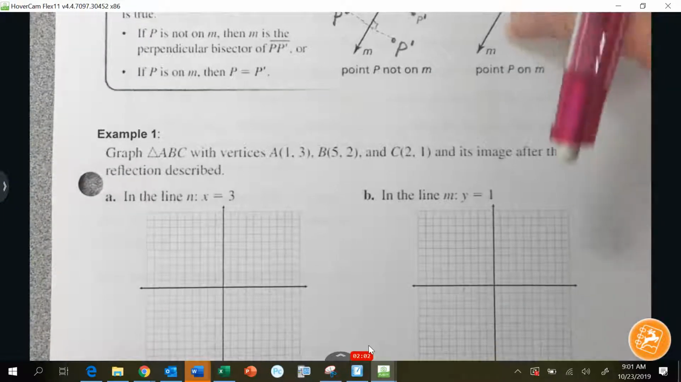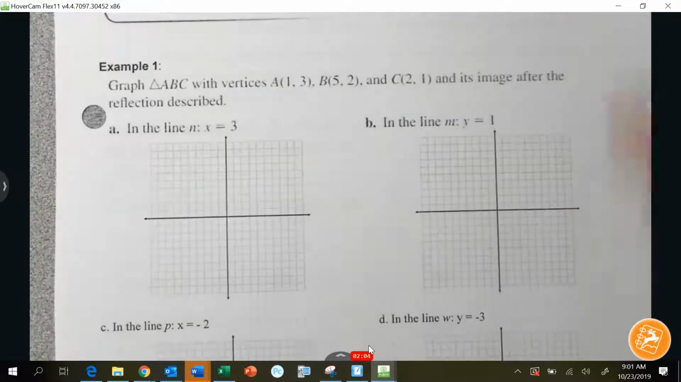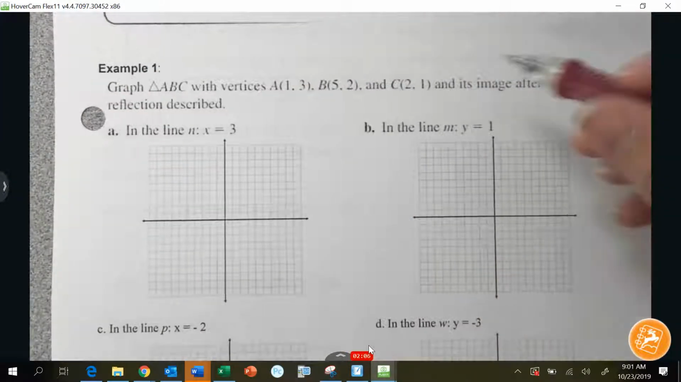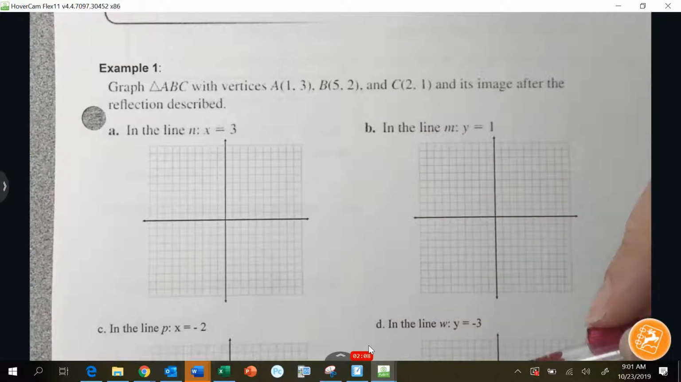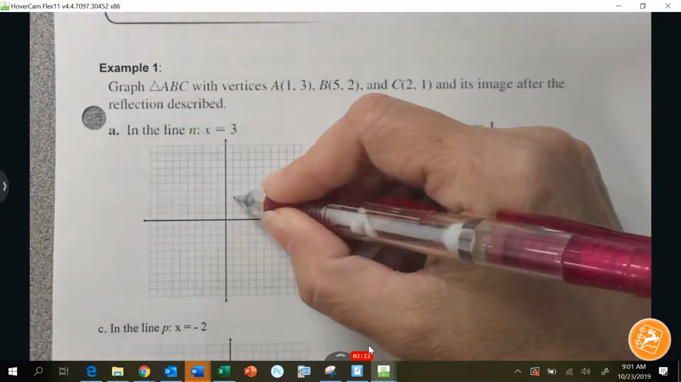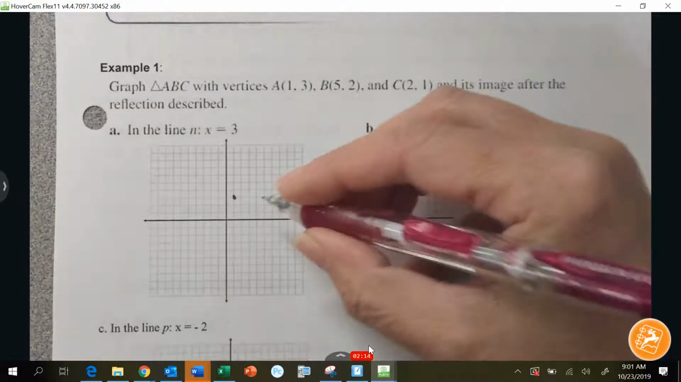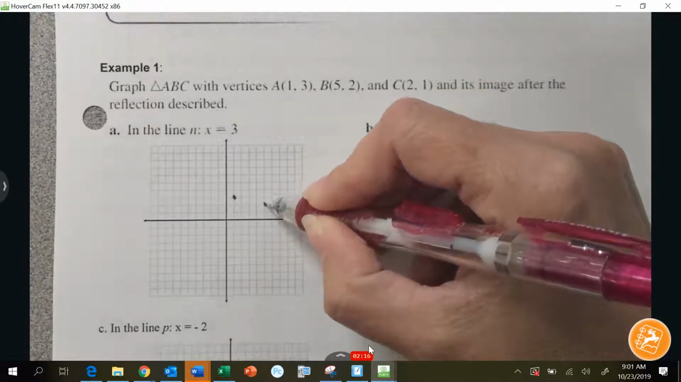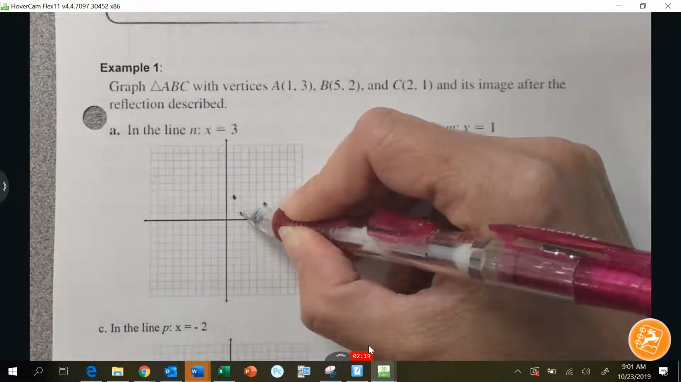So let's graph triangle ABC. It's the same vertices for all four of these. So let's graph triangle ABC quickly on all four of these, and then we will reflect it. So A is at (1, 3), B is at (5, 2), and C is at (2, 1).